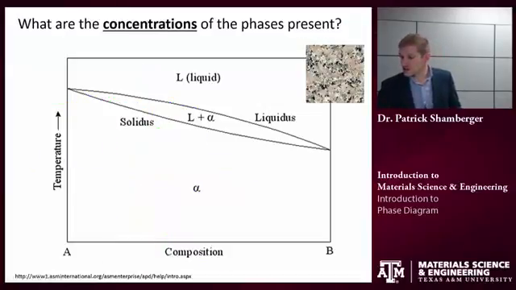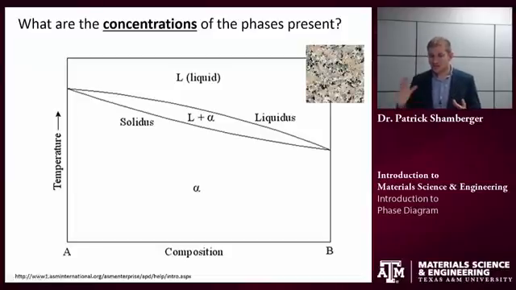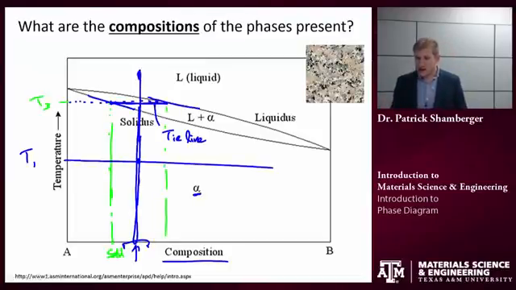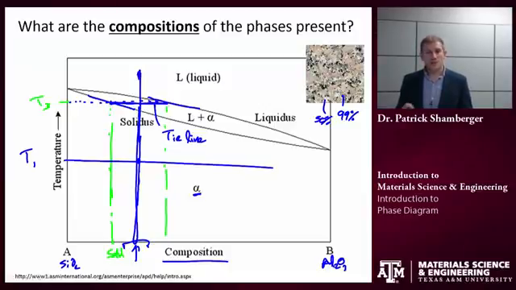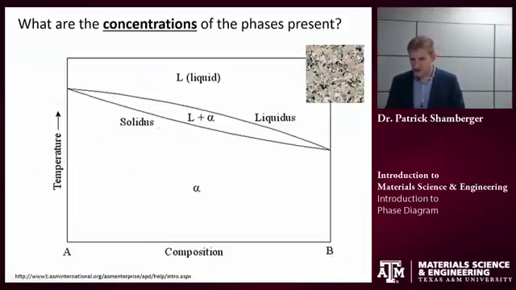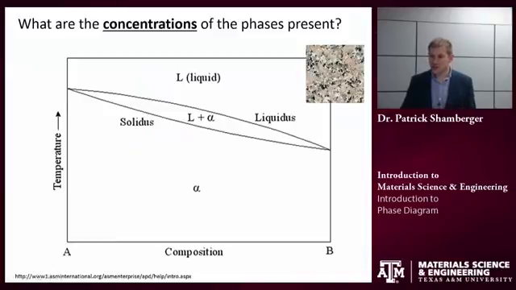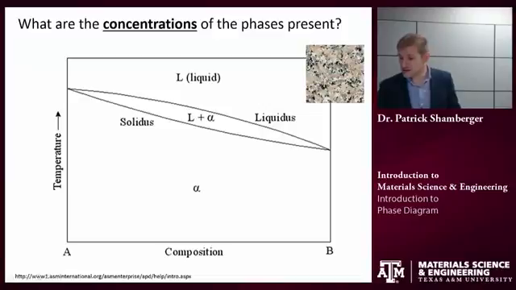What are the concentrations? Now, concentrations is different from compositions. When I say compositions, I mean how much SiO2 and how much Al2O3 is present in an individual phase. So for example, maybe this quartz is 99% SiO2, and maybe the feldspar is only 50% SiO2. What are the compositions of the individual phases? When we talk about concentrations, we're talking about how much of one phase relative to another phase is there.